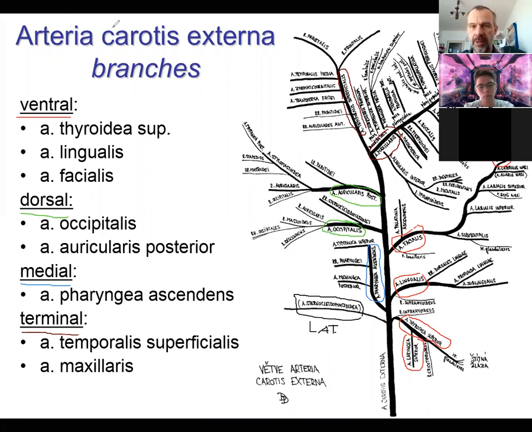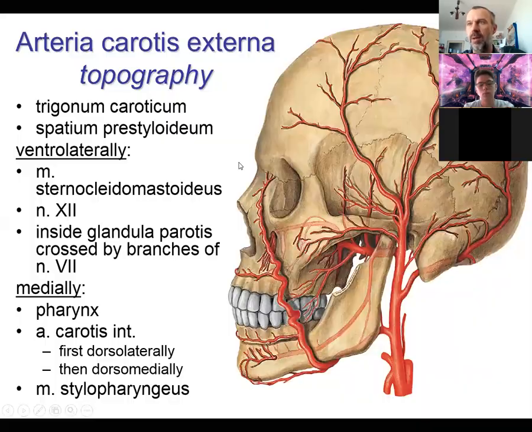So that's the main branching. And now let's talk about details. So what about topography? The bifurcation is located at the level of C4, so within the carotid triangle.